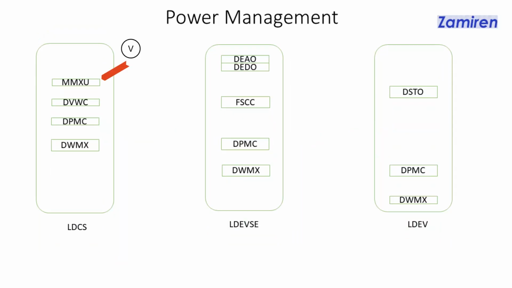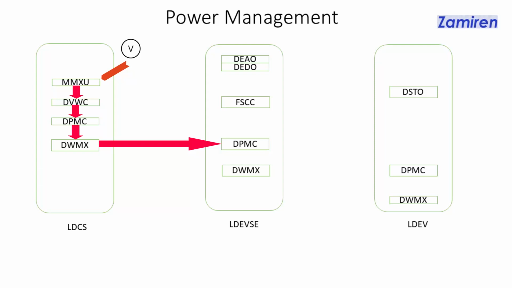At the station level, the DER power management function relies on the ECP voltage monitoring by the LNDVWC. It transmits maximum power, while charging or discharging, to the LNDPMC, which in turn transmits it to the LNDWMX. The latter finally sends a distribution of this maximum power to the LNDPMC of each EVSE.